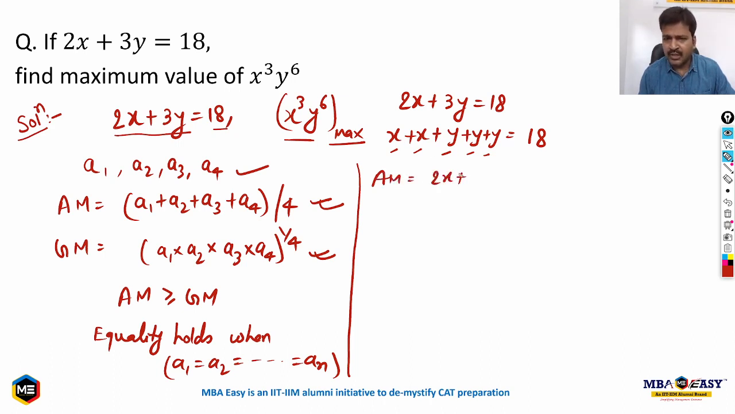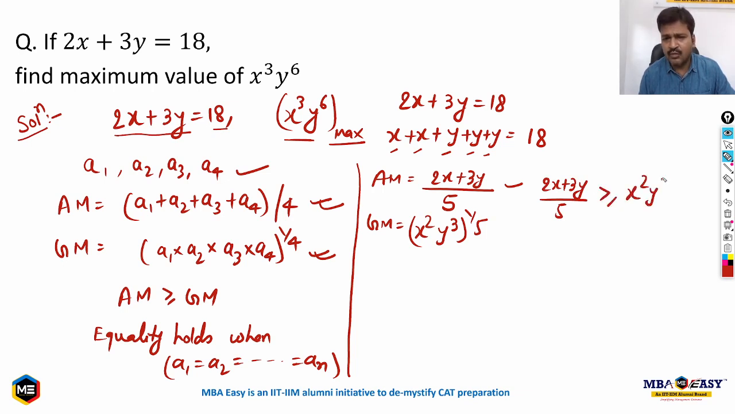If you take these as your 5 quantities and apply AM, AM will give you the sum of all the quantities, 2x plus 3y, divided by the number of quantities. How many quantities are there? 5. So (2x plus 3y) divided by 5 is your arithmetic mean, and the geometric mean will be the product of all of these: x into x square, y into y cube, raised to the power 1 by 5, because there are 5 quantities that we have considered here. Now the inequality says that (2x plus 3y) upon 5, that is AM, is greater than or equal to (x square into y cube) to the power 1 by 5.